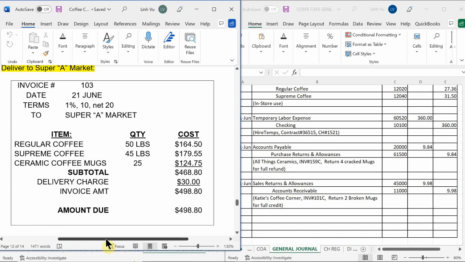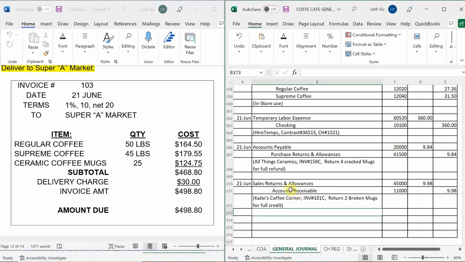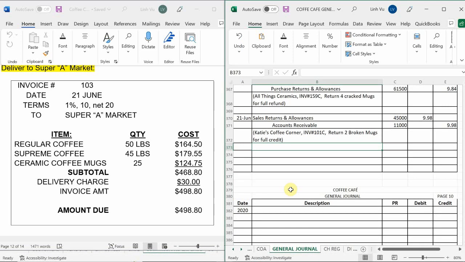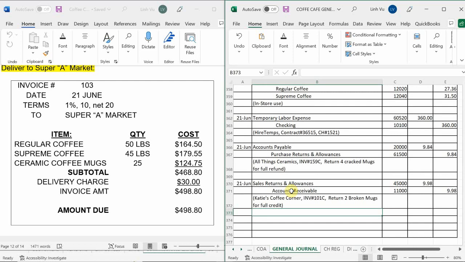So how do we record this transaction? How do we record that we sold to Super A Market?